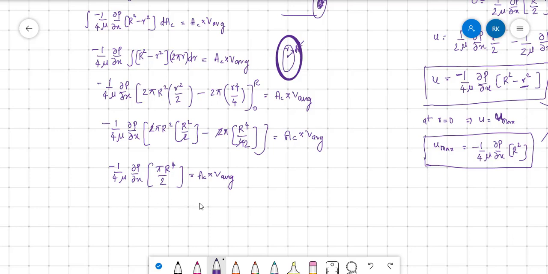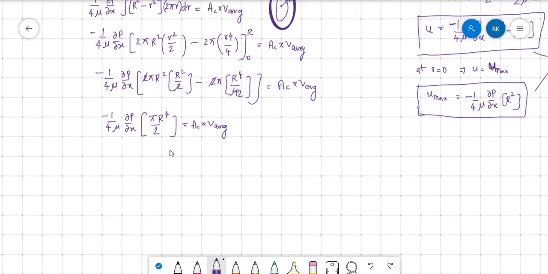Now, minus 1 by 4 mu dou P by dou X into r square into pi r square divided by 2. So I am writing this in this way. So AC into V average. So from this we can see that this is the velocity profile.